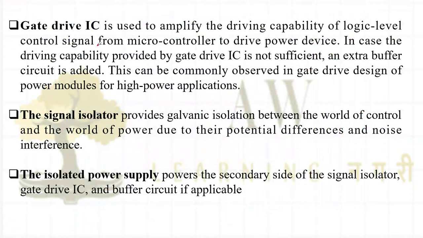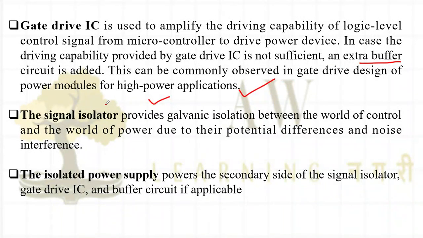What are the components I have talked about? Gate driver IC. So what is a gate driver IC? It is used to amplify the driving capability of the logic level control signal from the microcontroller to drive the power devices. In case the driving capability provided by the gate driver IC is not sufficient, an extra buffer circuit is added. This can commonly be observed in the gate drive design of power modules for high power applications. So that is the use of my extra buffer, which is optional. If you are working on a high power module application, then this extra buffer is generally used.